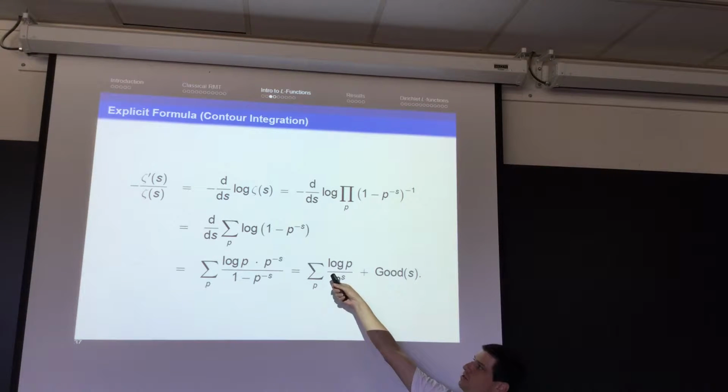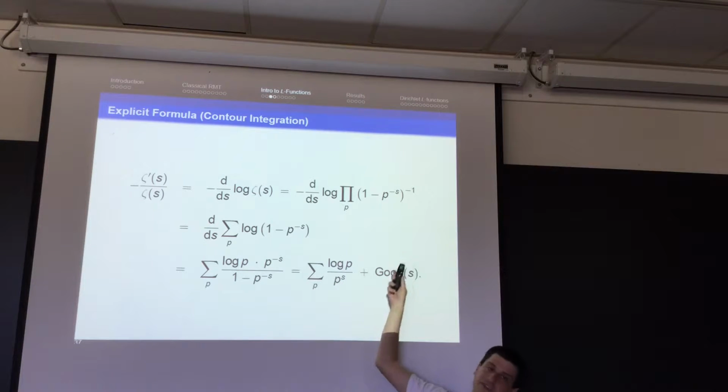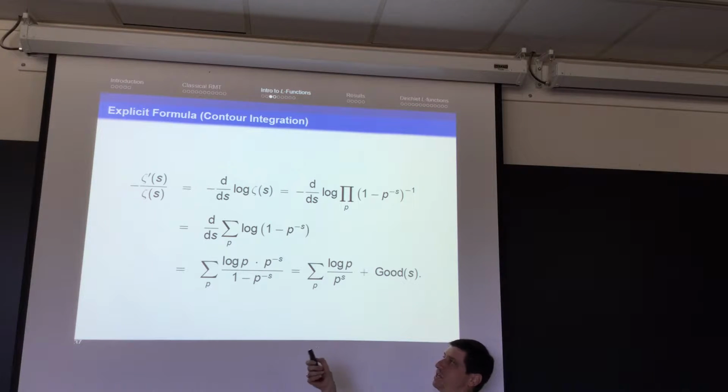And so now I expand the log of 1 minus p to the s. I can use the geometric series after I take the derivative, and I get the first term, and then everything else I'm going to call good of s. It's not that bad to deal with. And it turns out that in complex analysis, we have really good ways to integrate zeta prime over zeta, or just the integral of f prime over f. Complex analysis is all about evaluating integrals like that. And so we can get information about this quantity, and we'll use that to get information about the primes.